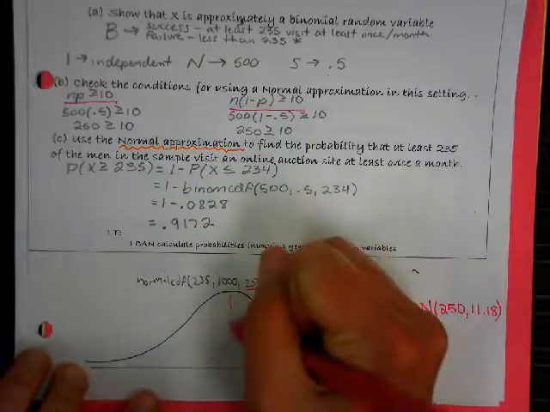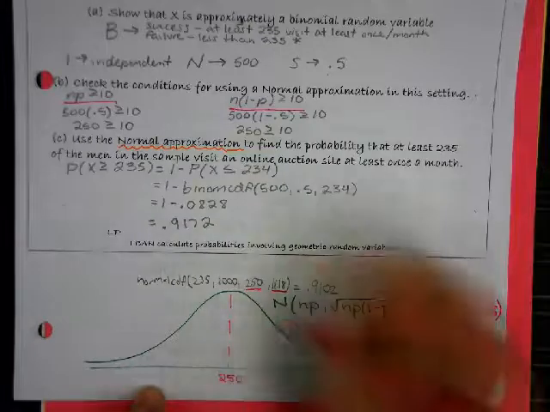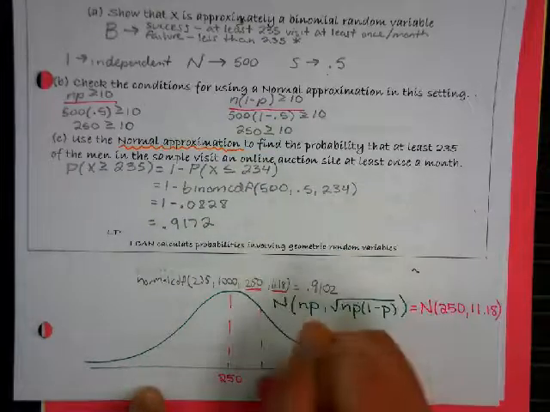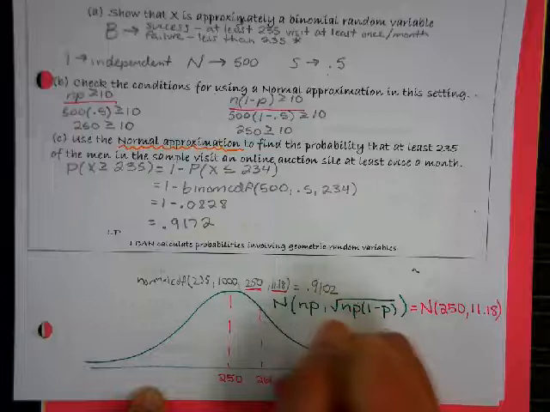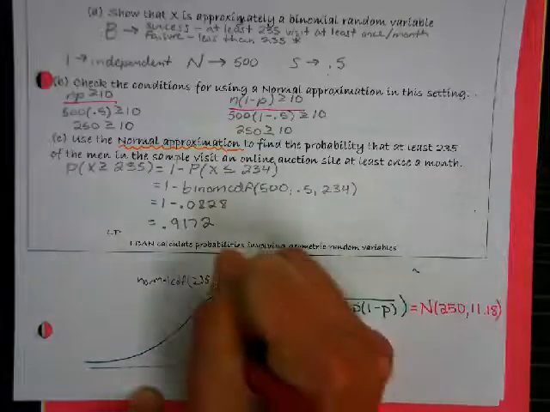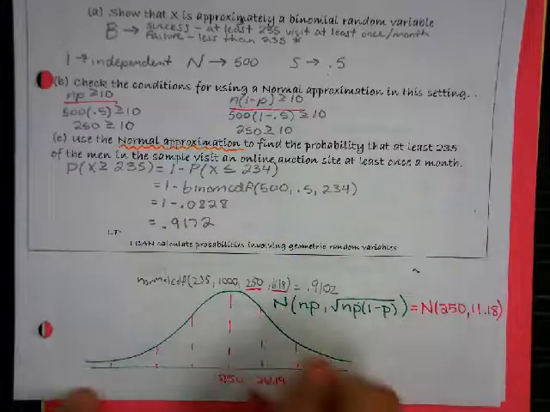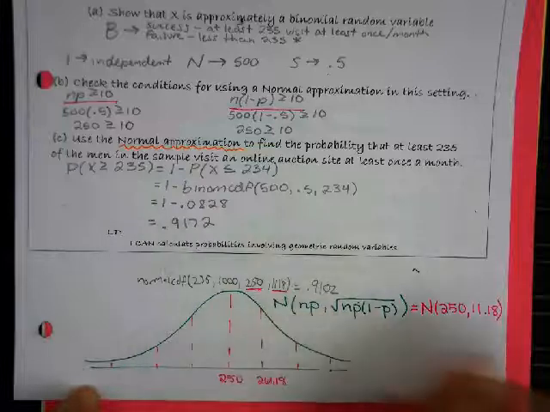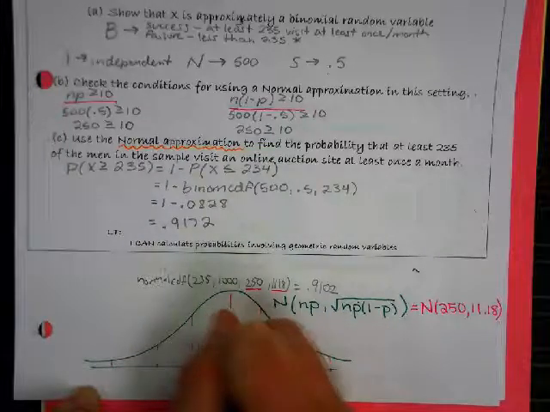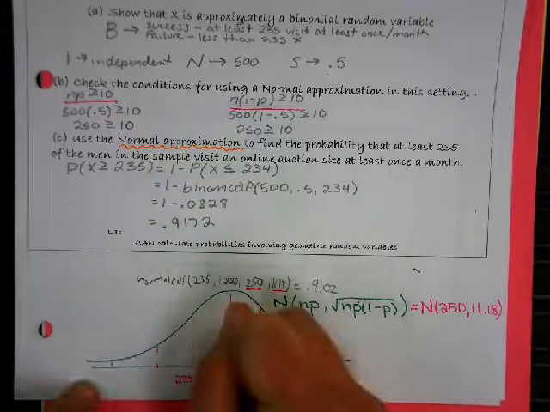So we have 250 at the middle here. That'd be 261.18. I'm not going to label those because that requires my brain doing more math. Minus 11 would be 238.82. I did 11 twice.